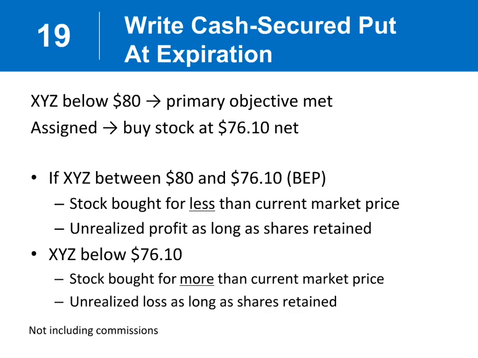If the stock is below 80, again, the primary objective, if that's met and we're assigned, we're going to end up buying stock with a net price of 76.10 because we know that's our break even. So if the stock at expiration is between 80 and 76.10, we'd have an unrealized profit as long as we retain the shares and it remains above that level. If XYZ at expiration, if we get assigned and that stock's below 76.10, we know full well that we own the stock, but we've got an unrealized loss.